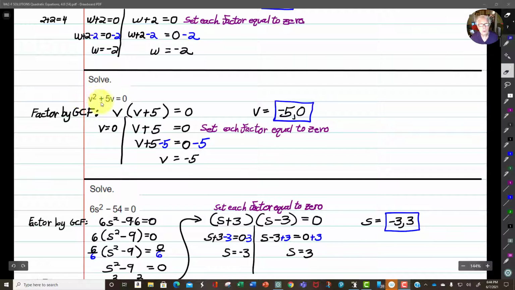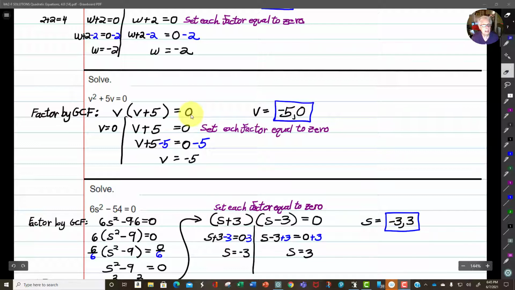Here we have v squared plus 5v equals 0. Notice we don't have a constant term, so we factor by GCF. Because each of these terms contains a v, I pull v out to the front. We have v times v plus 5 equals 0.